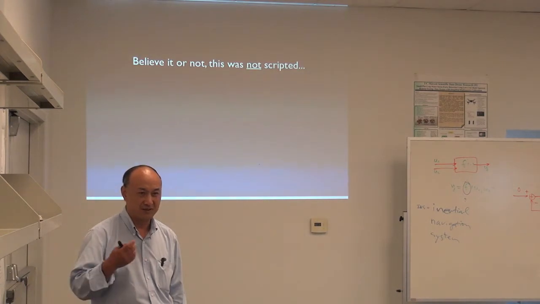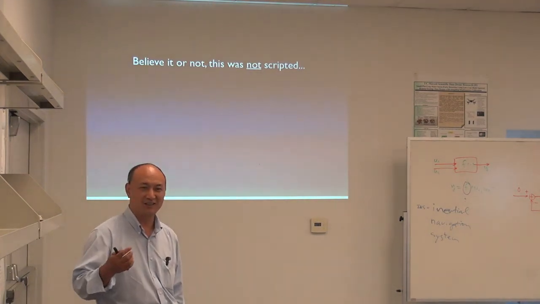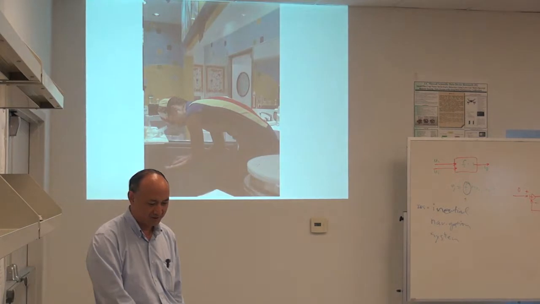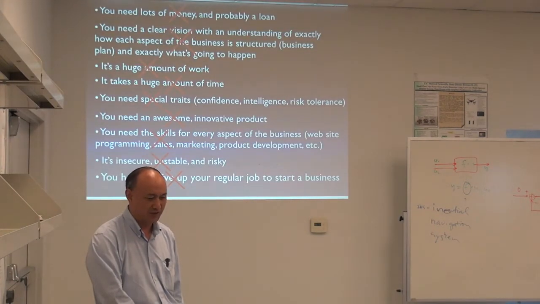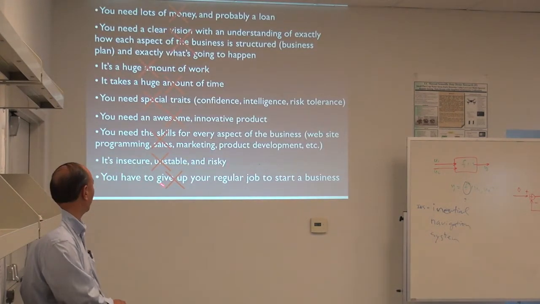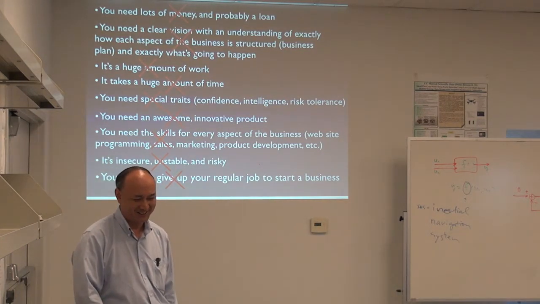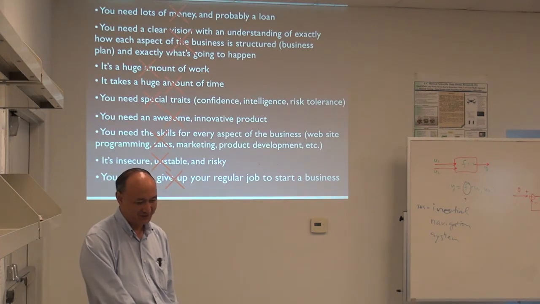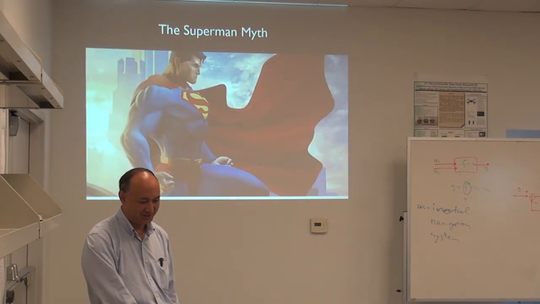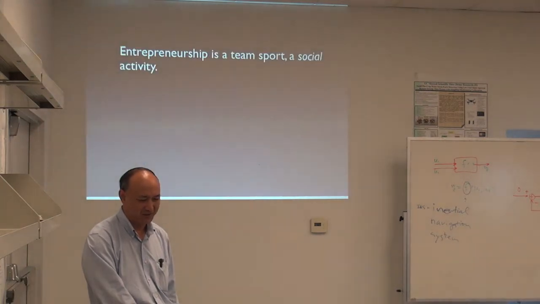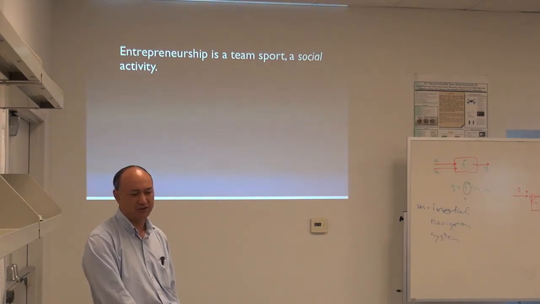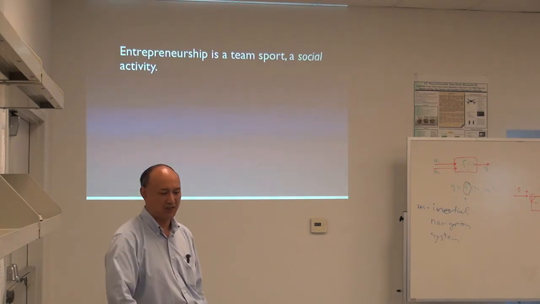And so he didn't script his talk, but I'm pretty sure that he spent a long time on this one. So all these things are wrong, like the entrepreneur has to be Superman myth. So basically he said, I think it's interesting that entrepreneurship is actually a team sport or social activity.